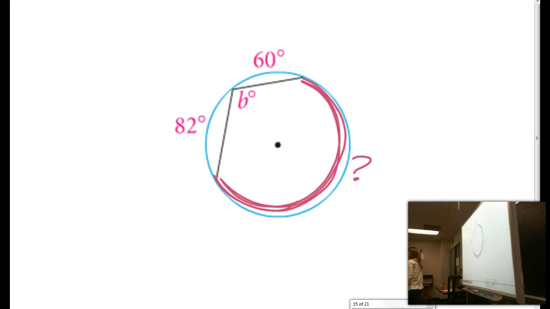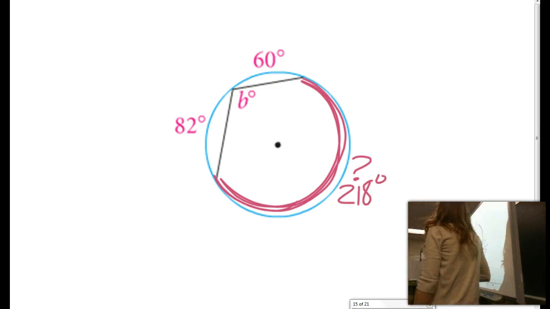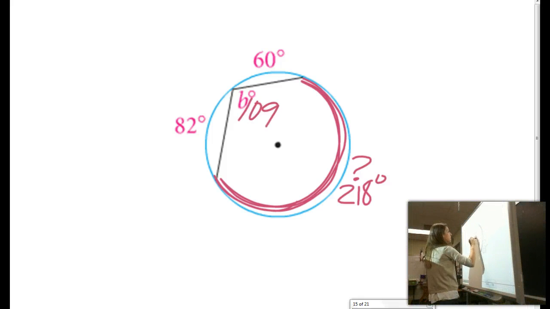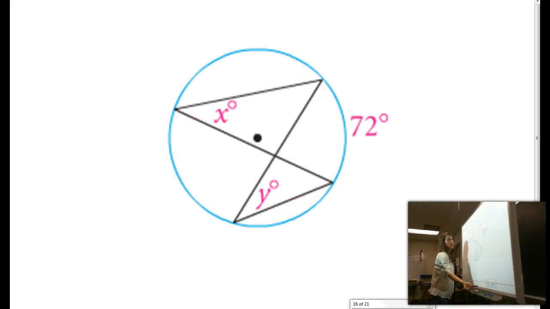First, you gotta find the arc. That means you gotta take the angles and subtract from 360. What's that arc? What'd you get? 218. And then we know an inscribed angle is half the arc. So divide by 2. An obtuse angle. 109.